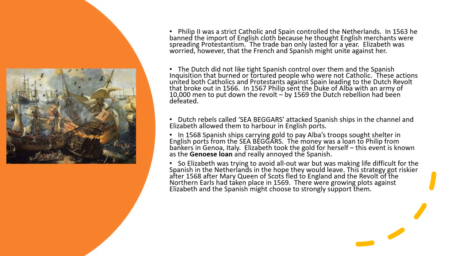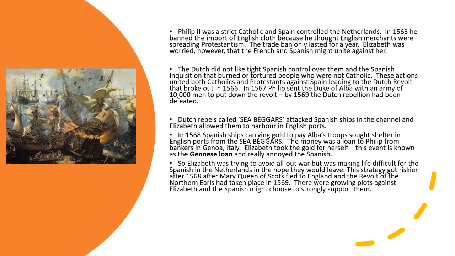which was known as the Genoese loan. And you can imagine this really annoyed the Spanish. So Elizabeth's trying to avoid some sort of all-out war in the 1560s with the Spanish, and this continues with her attempts to avoid some sort of all-out conflict.